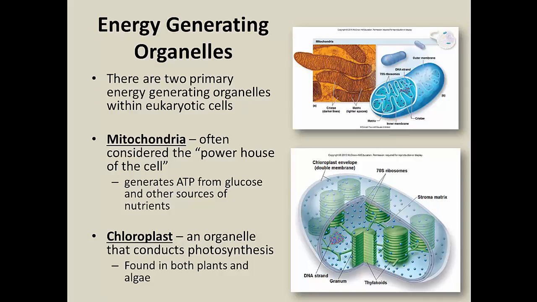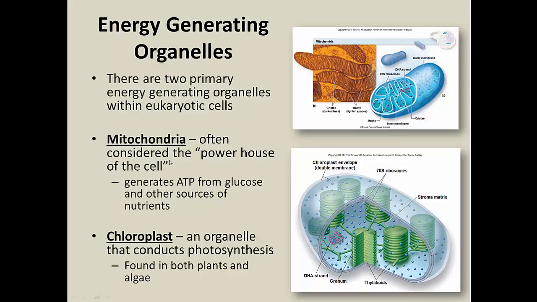Chloroplast then is similar in that it also produces energy. However, chloroplast is unique only to the plants and the algae. So this is not something that you would find in animal cells or fungi cells or, say, protozoa cells. This is something that you would only find in plants and algae. And the chloroplast allows them to conduct photosynthesis, which is where they take energy from the sun and convert that into glucose.